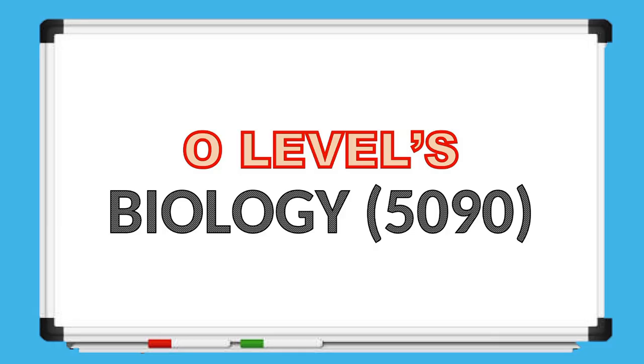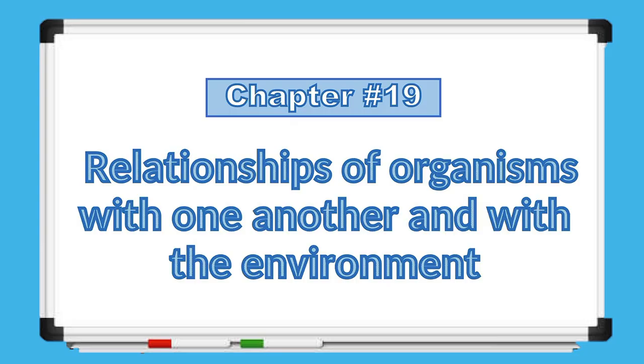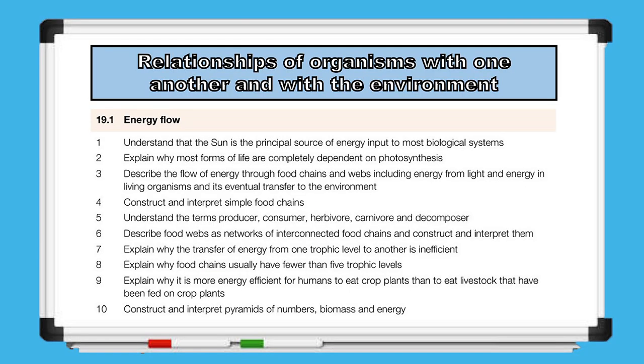We have now successfully covered all 18 previous chapters, and today we begin the final chapter of the course, Chapter 19, Relationships of Organisms with One Another and with the Environment. In this chapter, we will explore how organisms interact with each other and with their surroundings, and how these interactions help maintain balance within ecosystems. We will start with Unit 19.1, which focuses on energy flow. Throughout this unit, we will cover all the syllabus specifications step by step, ensuring a clear understanding of each concept. So without any further delay, let's get started.